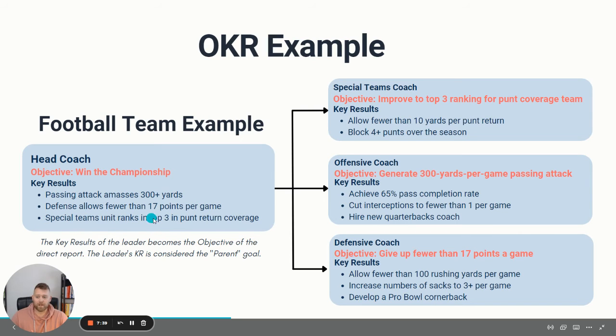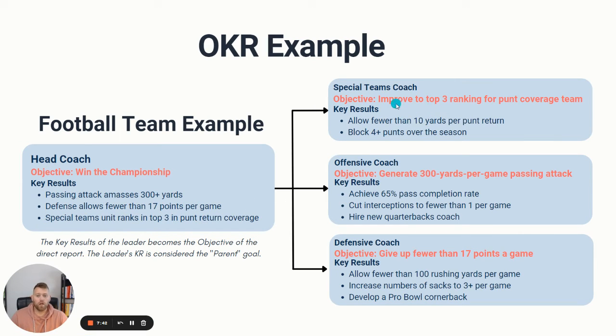And then for the last one, special teams, top 3 in punt return coverage. We want to improve to a top 3 ranking for punt coverage team. How are we going to do that? Allow fewer than 10 yards per punt return. Block 4+ punts over the season. Now, you can see some of these have 3 key results. One of them has 2. It's up to you. You don't want to flub something where you're just having key results, because you want to make sure that everything that you have here is beneficial and it's moving the team forward in this example, or it's moving the company forward.